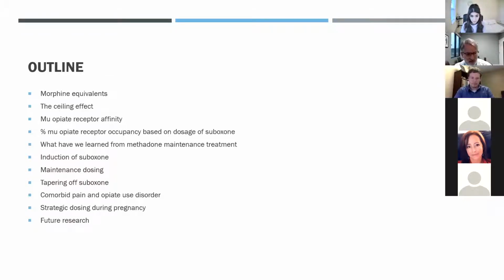So I'm going to start out with the science, talking about morphine equivalence and the potency of Suboxone. And then I'm going to talk about the ceiling effect, which has to do with Suboxone or buprenorphine being a partial agonist. And then I'm going to talk about mu-opiate receptor affinity, or how strongly the buprenorphine binds to the receptor. I'm going to talk about the percentage of opiate receptors that are occupied at different doses of Suboxone.